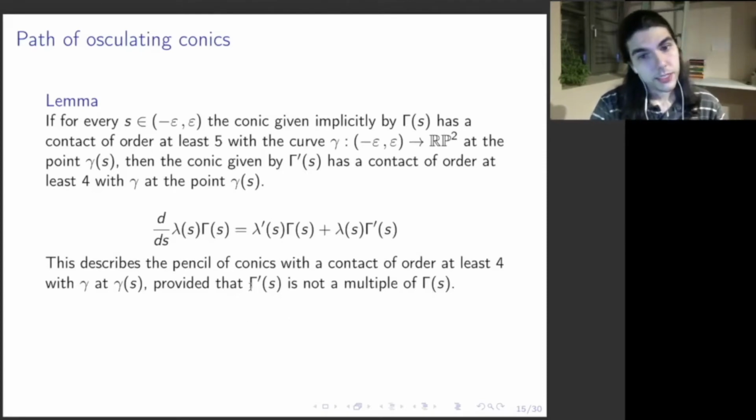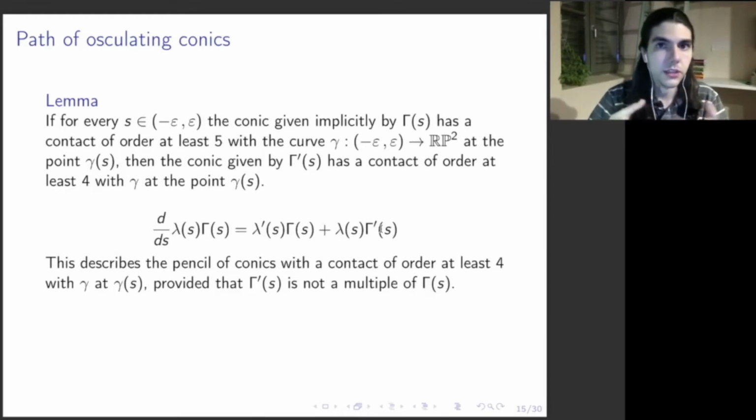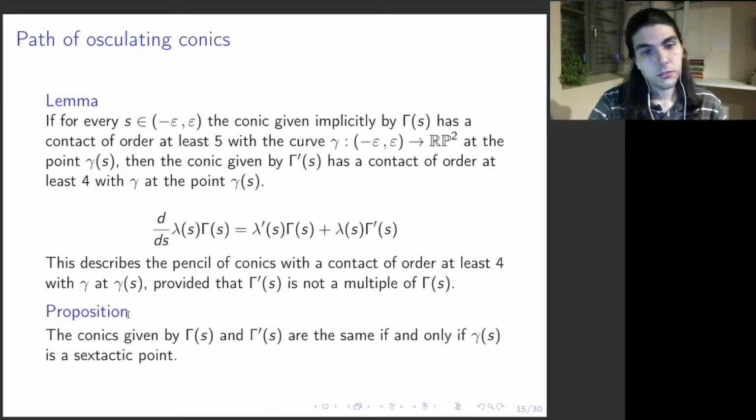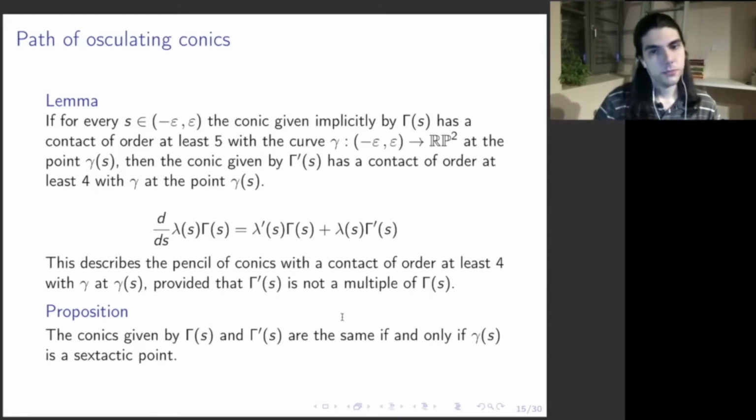That is, provided that gamma prime is not a multiple of gamma itself, because if these 2 conics right here represent the same curve, the same conic on the projective plane, then we don't have a pencil, we have just a constant, just a fixed curve. Well, and what is the condition for this not to happen? It is the following proposition. The conics given by gamma and gamma prime are the same if and only if that point, gamma of s, is a sextactic point, which is why we must avoid them.